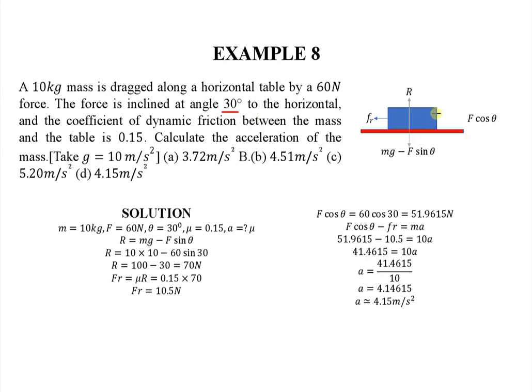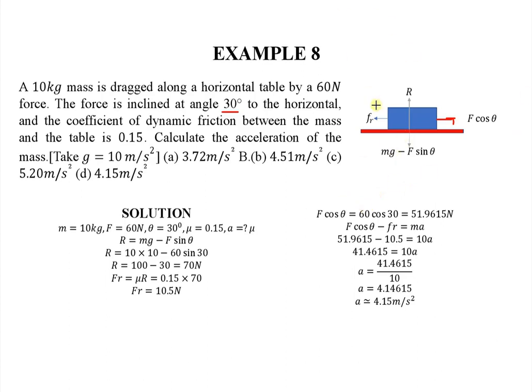Now, what is the force moving the body? That will be F cos theta. That is the force moving the body. Now, you know that this body, we are looking for the acceleration, which means the body is moving with acceleration. The first thing we are going to do is calculate the normal reaction.